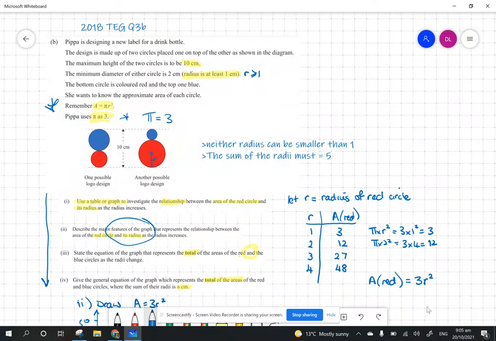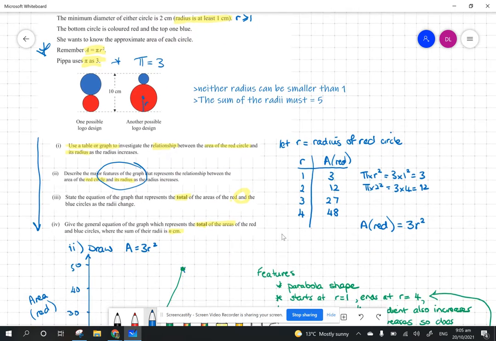Hi, we're doing the 2018 Tables, Equations and Graph paper, question 3b, and this is the second video that we're doing. So far, we are doing part 2, and it says describe major features of the graph that represent the relationship between the area of the red and its radius. Because it says features of the graph, you do have to draw the graph. You've already done the table in part 1, so let's have a look at the graph.